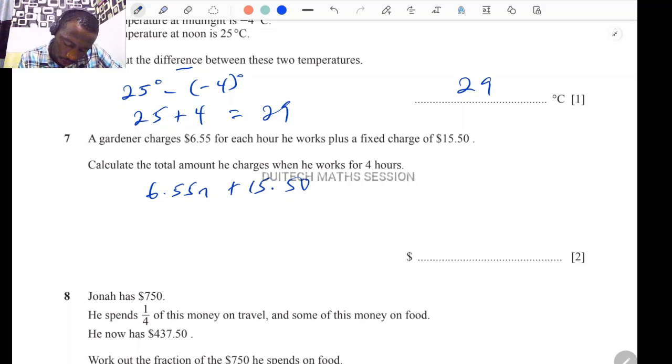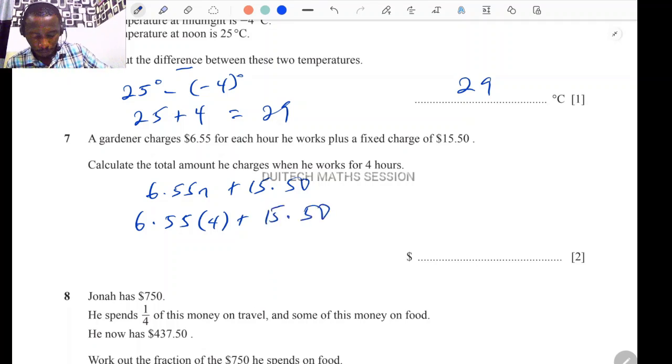So when he works for 4 hours, it will be 6.55 in bracket 4, plus 15.50. So when you multiply this now, you will have what? 6.55 times 4 will give us this, then add plus 15.5. That will give me 41.7.